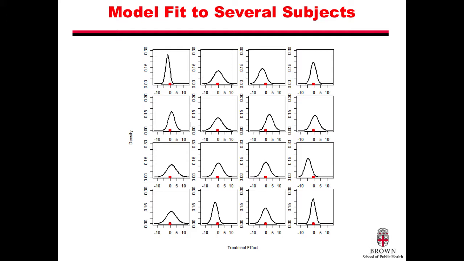The red dot here is the overall effect, which is pretty close to zero. And the black curves are density plots of the posterior probability for individuals. So you can see that they're fairly wide. We have a lot of uncertainty about what the true effect is here. And in some cases, it seems a little negative. In some cases, it seems a little positive.